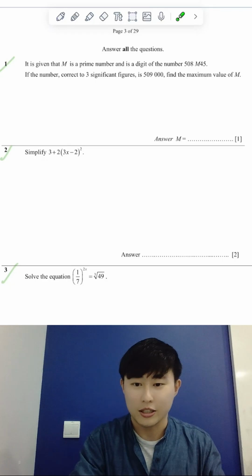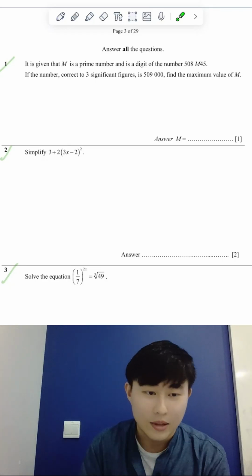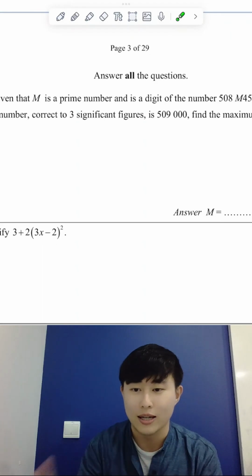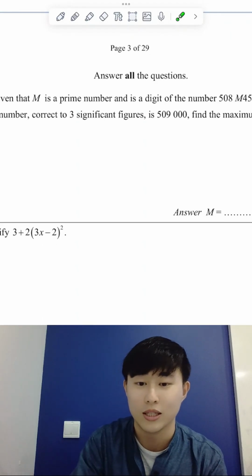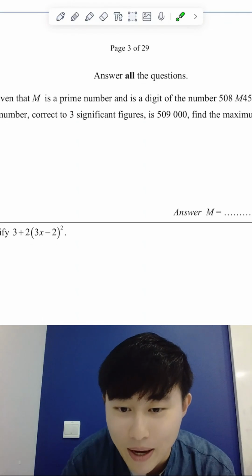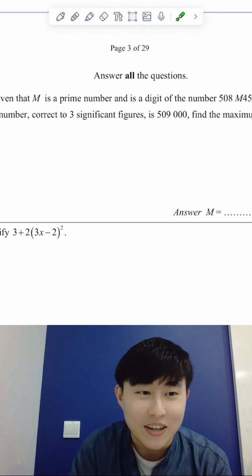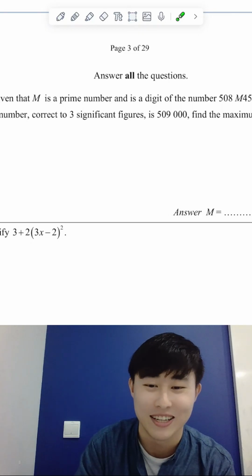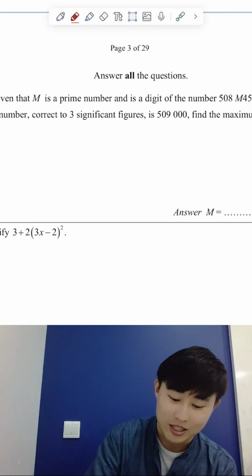Let's take a look at the first question. Actually, if you are a Sec 1 student, you should be able to do this as well. The answer, 9? Are you a Sec 4 student? If your answer is 9, I'll be very, very scared. Why? Let's read the question first.